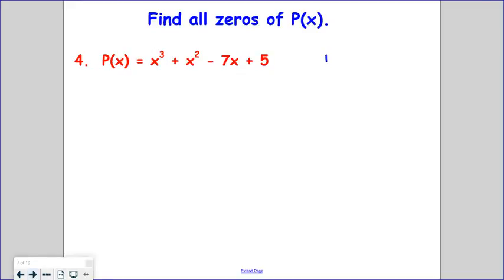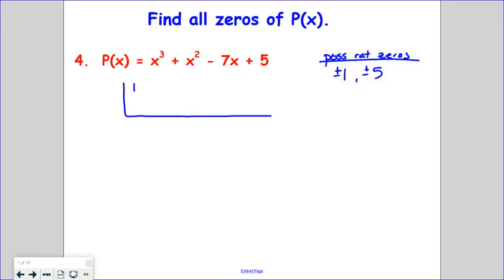Again, we're going to look at our possible rational zeros. Factors of 5 over factors of 1 gives us a very short list to look at. I don't even need a graphing calculator to test these out. That's a short list. I absolutely could just try them out with my synthetic division or by plugging them in.